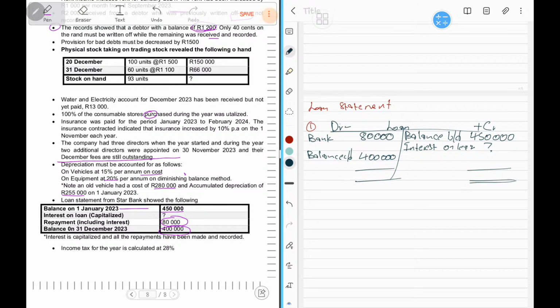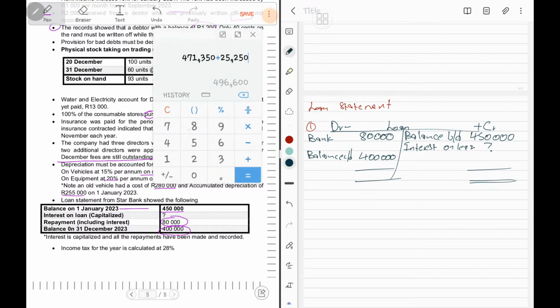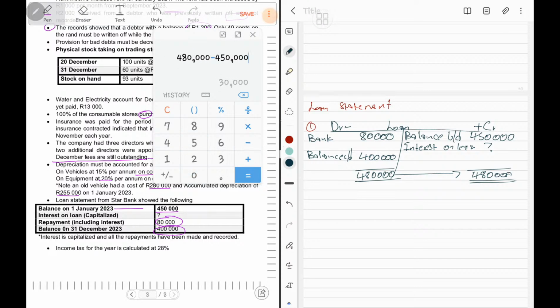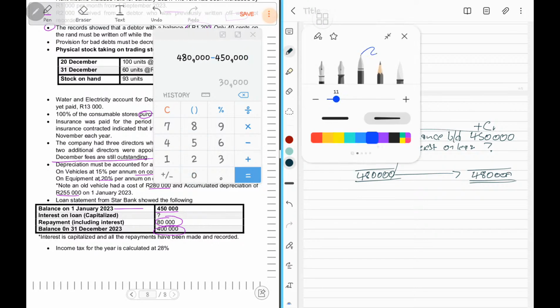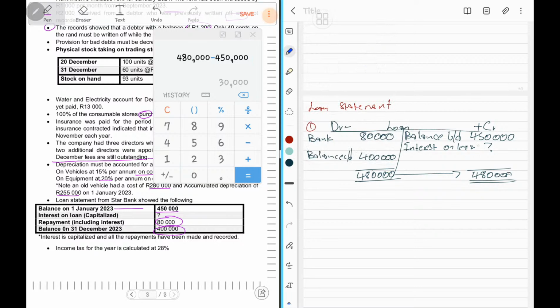So the first step will be for you to find the big side first, or the larger side. So based on this, the big side will be the debit side. So if we take the 400,000, we add it with the 80,000. That gives us 480,000. Then you take the 480,000, you bring it here. Then if we take the 480,000, we subtract the 450,000, it will give us the interest on loan amount of 30,000.